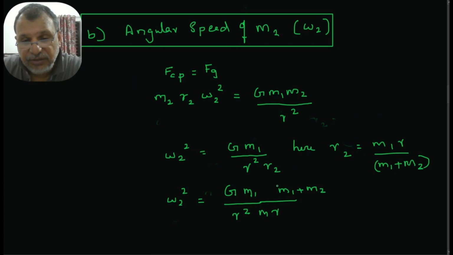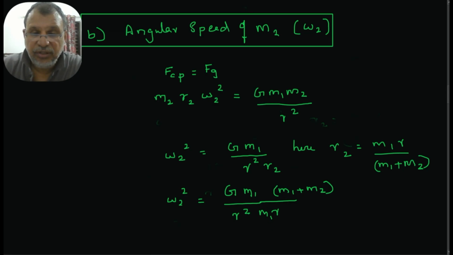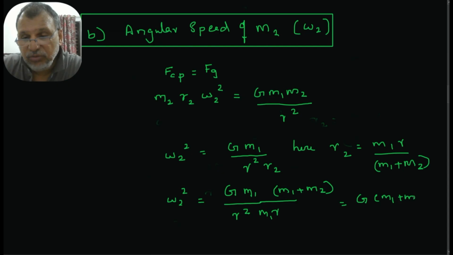Now let's simplify this equation. M1 and M1 get cancelled out. R cube is in the denominator. So what will be left in this case is G times M1 plus M2, and in the denominator we have only R cube.